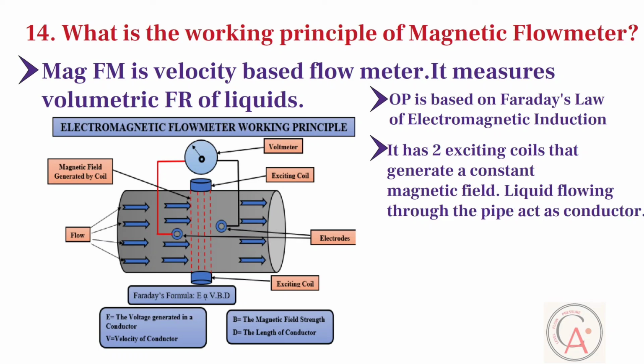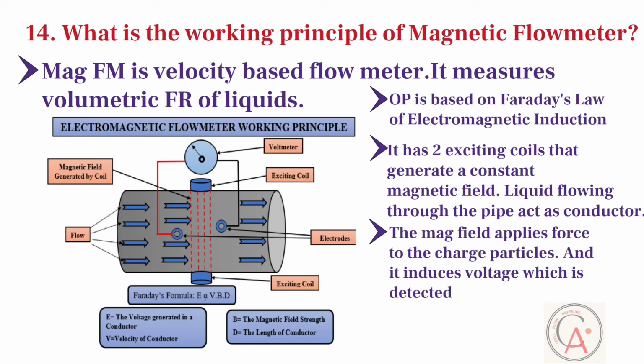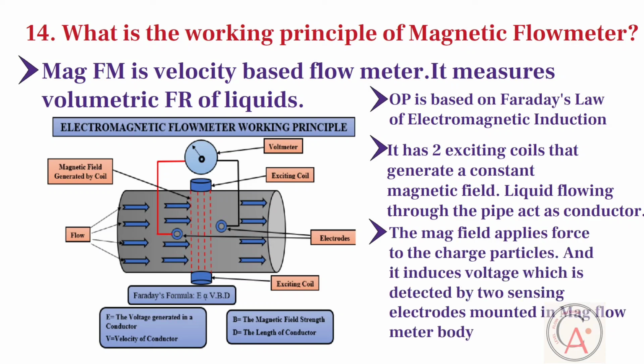When conductive liquid such as water flows through the pipe or tube, the magnetic field applies force to the charged particles, which induces voltage which is detected by two sensing electrodes mounted in mag flow meter body.